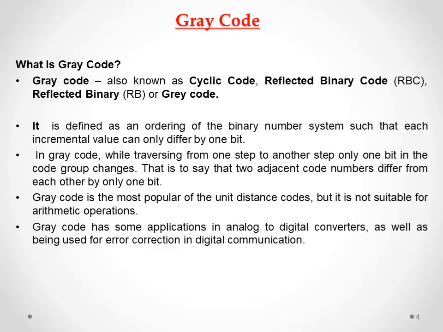Gray code is also known as cyclic code, reflected binary code, or reflected binary gray code. Gray code is most popular as a unit distance code, but it is not suitable for arithmetic operations. Gray code has applications in analog to digital converters, as well as being used for error correction in digital communication.